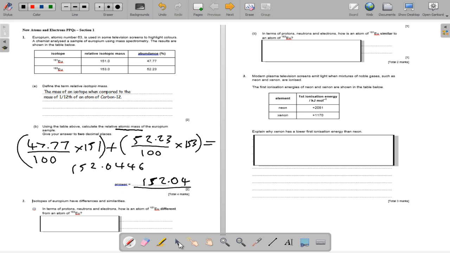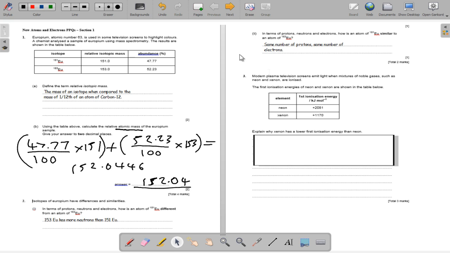Okay, just delete the boxes again. 153 europium has more neutrons than 151 europium, and isotopes have the same number of protons and the same number of electrons, otherwise they would not be isotopes.